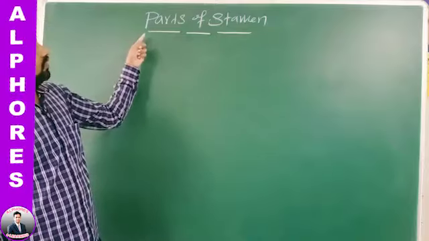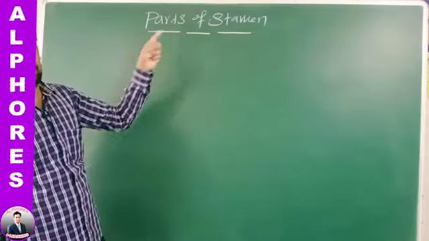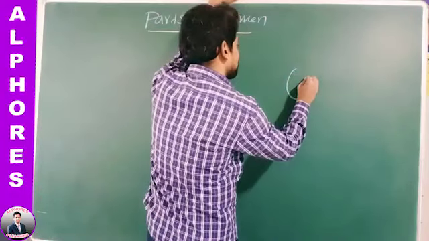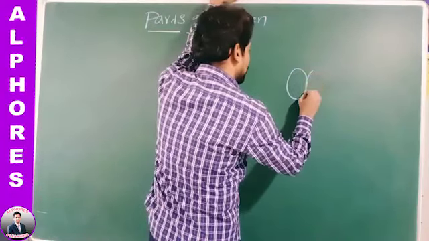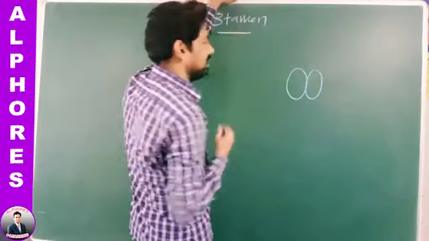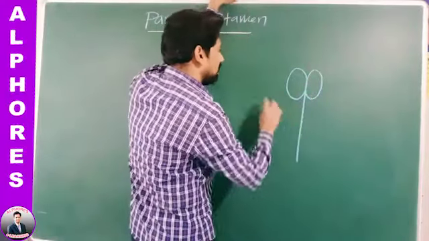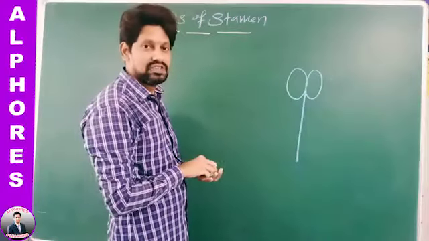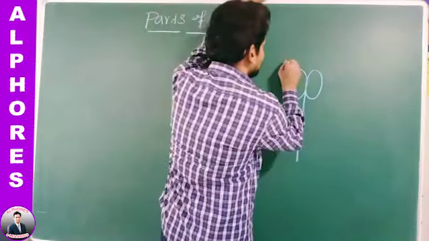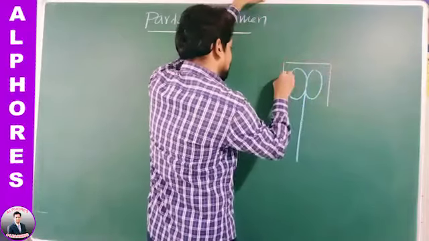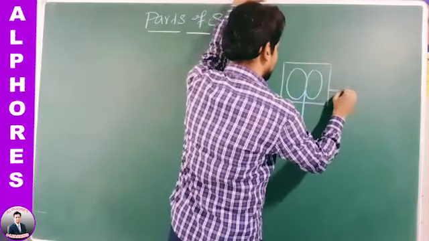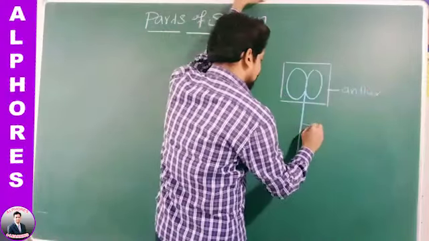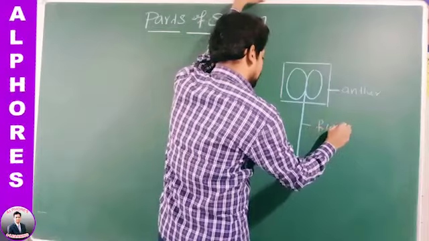Now go to the next topic, parts of stamen. A stamen contains 2 parts. Actually, this is a stamen, and I just told you it is with 2 parts. The first one is the anther. And this is the filament.